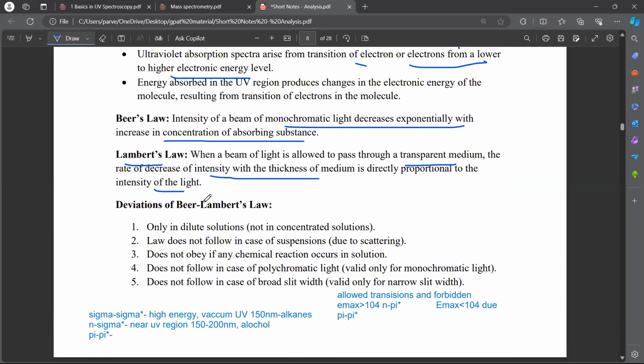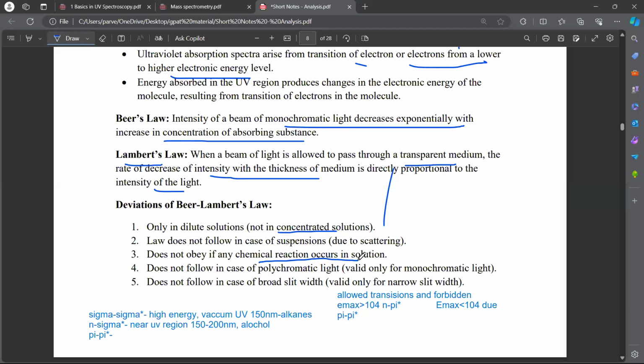So basically, according to that, next we also have to remember that every law has certain deviations. The deviations of the Beer-Lambert law include that it is not applicable to concentrated solutions, it is only applicable to dilute solutions. The law does not hold in case of suspensions, because in suspension there is scattering of the light in all directions, which may lead to loss of the signal, and it does not obey if there are any chemical reactions in the solution.